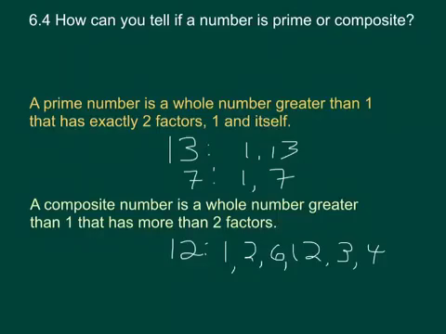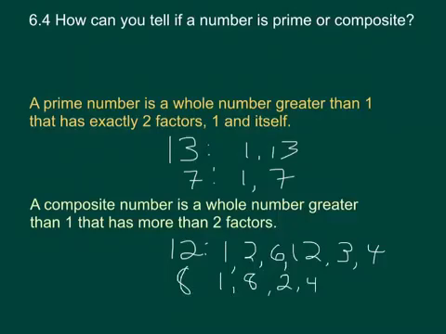Another example of a composite number would be 8, because 1 and 8 are factors of 8, because 1 times 8 is 8, and then 2 and 4. 2 times 4 also equals 8. So a composite number is a number that has more than 2 factors. A prime number only has 2 factors, 1 and itself.